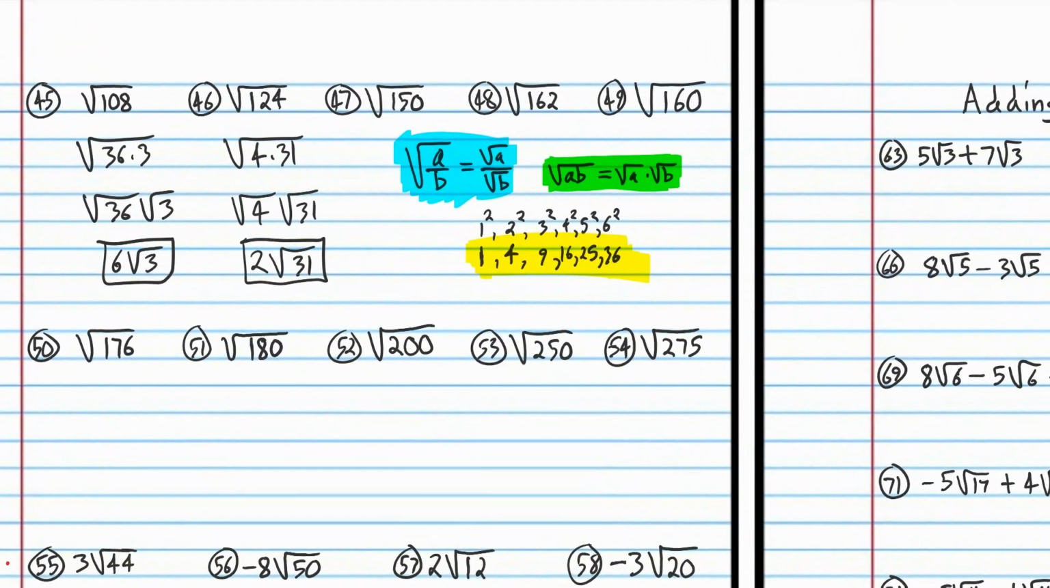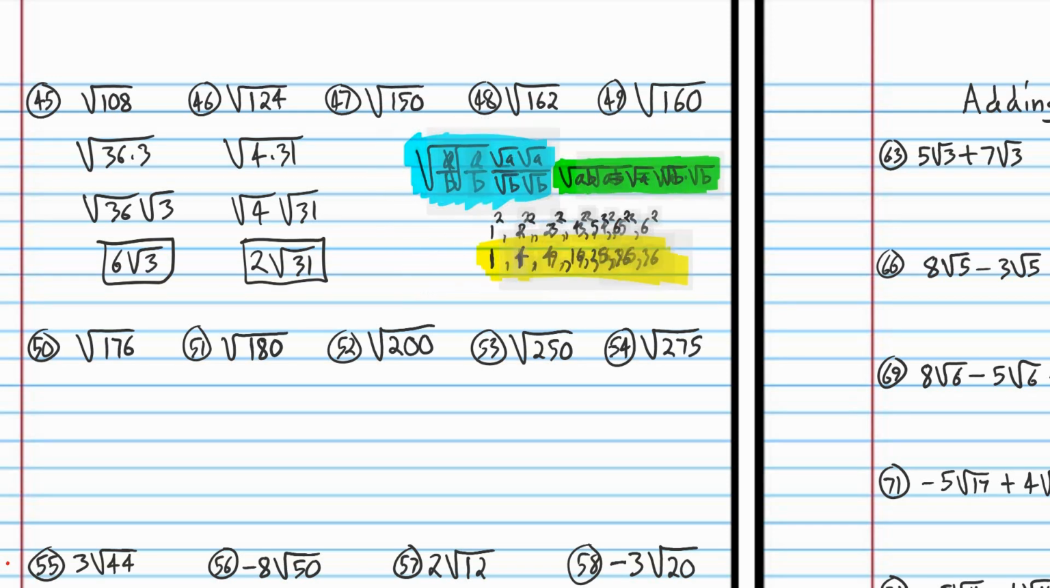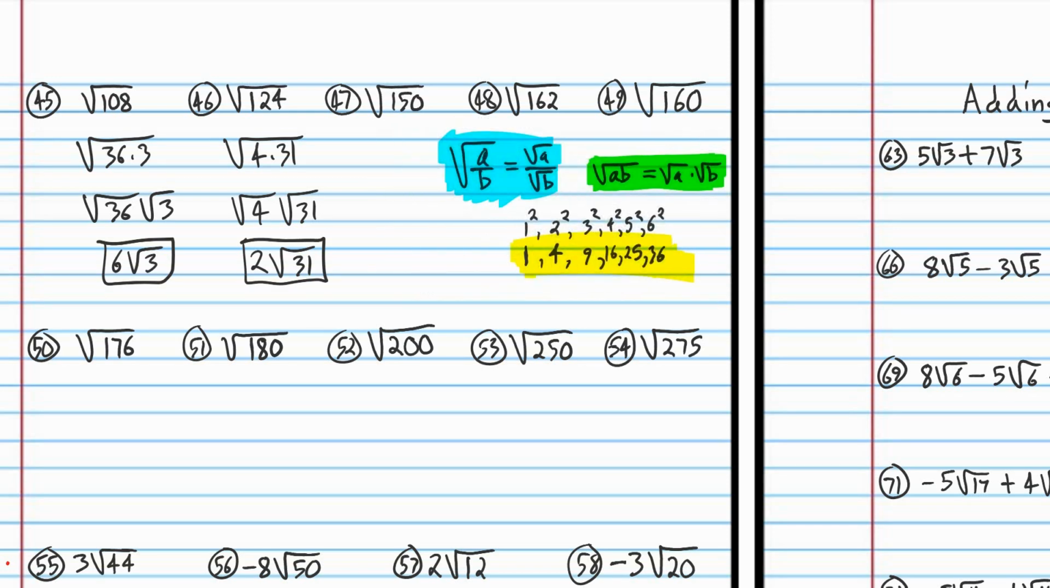All right, try number, again, we're factoring out a perfect square here. We're making the expressions simpler. So try number 47. When you come back, we'll do it together.